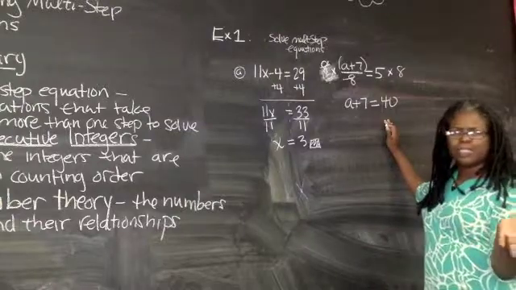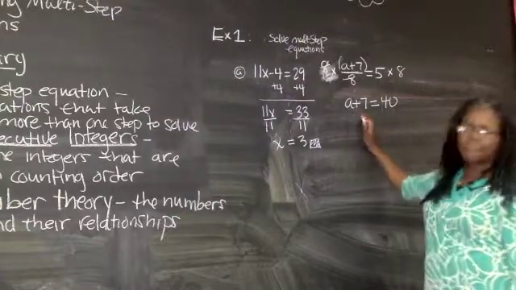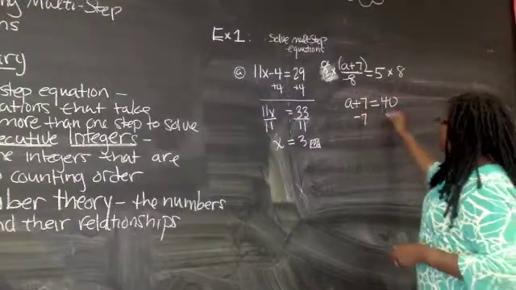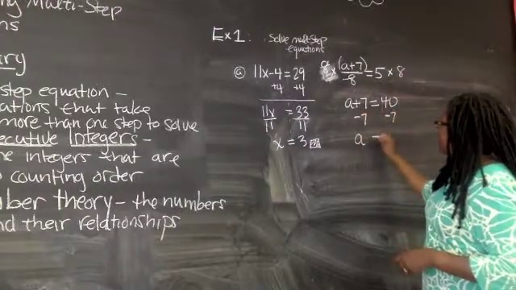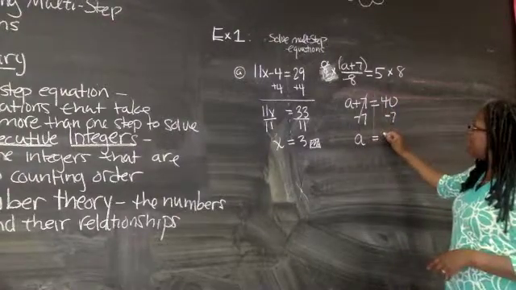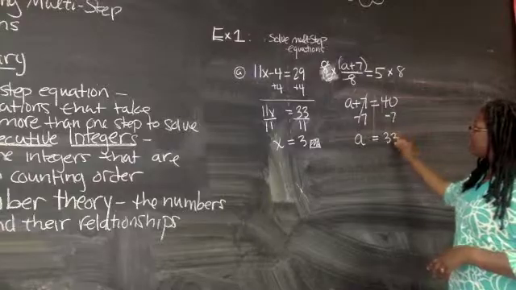Next, this looks like one of those easy solve-it problems. So I'm going to do the opposite. This 7 is being added, so I'm going to subtract. I subtract 7 from both sides. I'm left with A is equal to, there's my line again, A is equal to a positive 33.